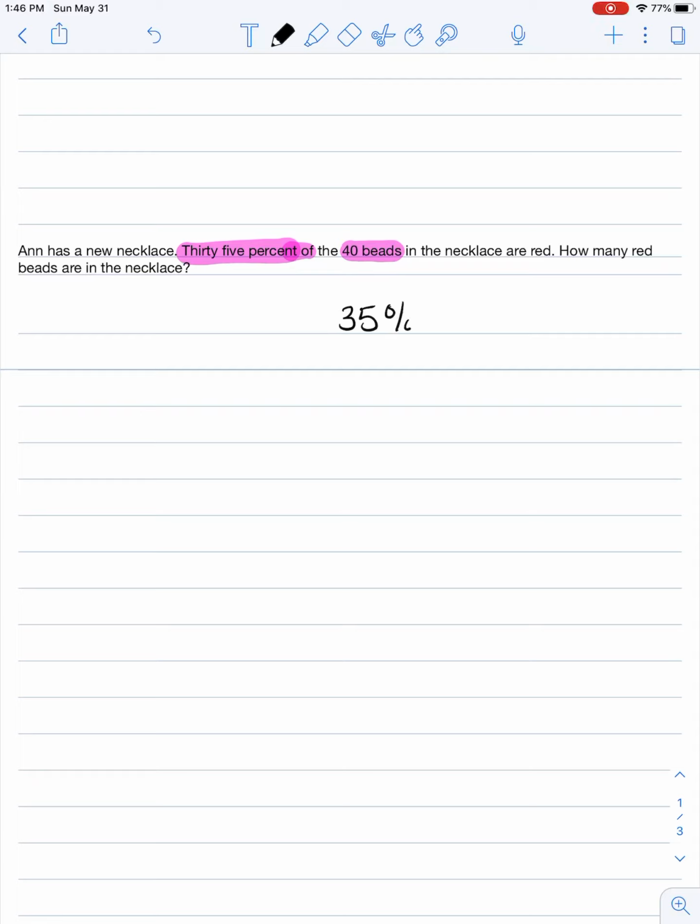So we have 35% of 40. Okay, and what did we say? After the word of, this has to be the total. Okay, now in this case, I'm going to use a ratio table as my preferred method because the percent is not a multiple of 10. Okay, the number of beads is a multiple of 10, but the percent I'm looking for is not.